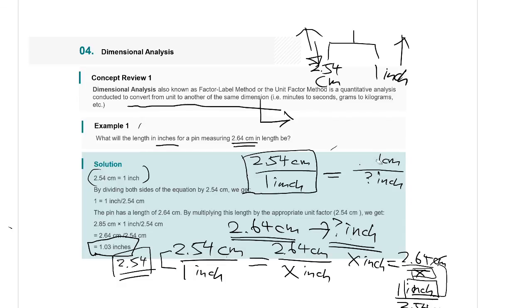Same thing happens if we say we don't know how many centimeters, but we have 2.64 inches. The same thing applies here. You still can solve for that.